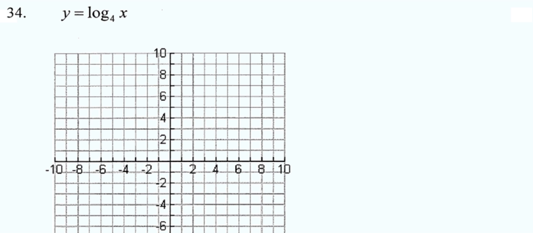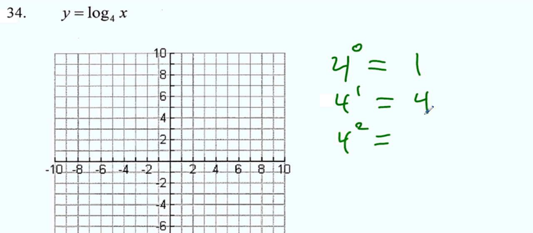So to do the graphs without a calculator, you start by looking at what the base is. And you're going to do all the powers of that base. So we can do 4 to the 0, 4 to the first, 4 to the second. We could do 4 to the third, but that's going to be a big number that doesn't fit. So 4 to the 0 is 1, 4 to the first is 4, and 4 squared is 16.